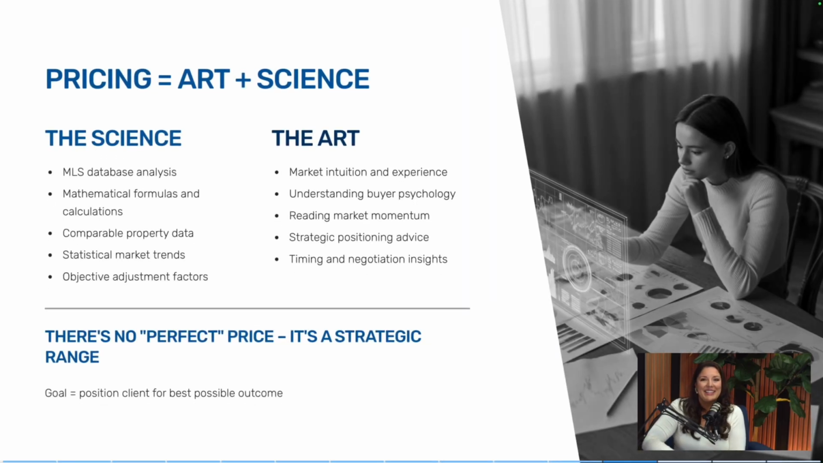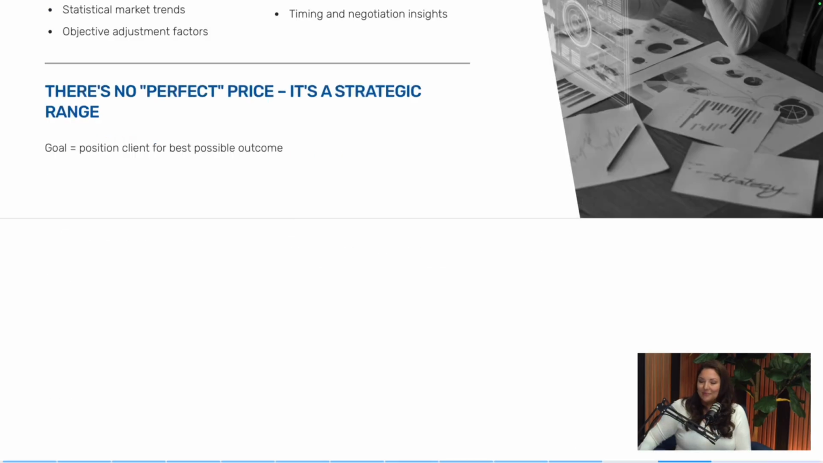All right. The art and science. Remember, pricing is both art and science. The science is the data, comparables, formulas, and numbers. The art is your judgment. Reading the market, buyer psychology, and what features really matter in that neighborhood. So there's no perfect number. There's a smart strategic range. And that's what you provide your clients.